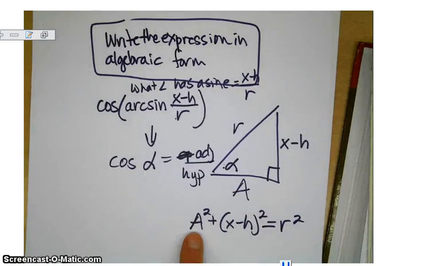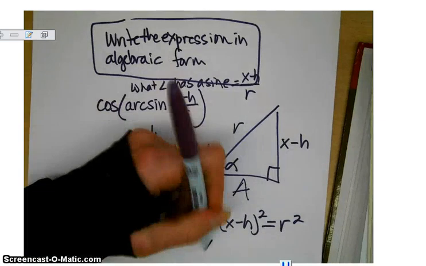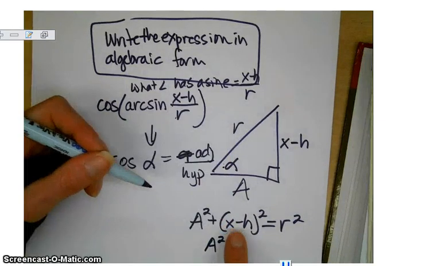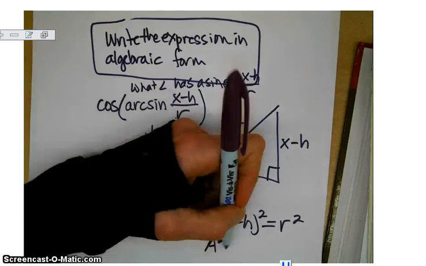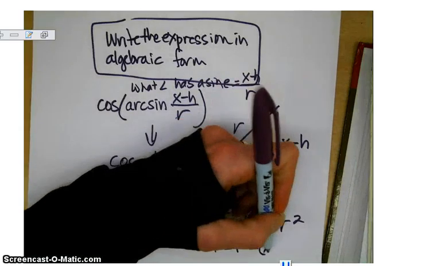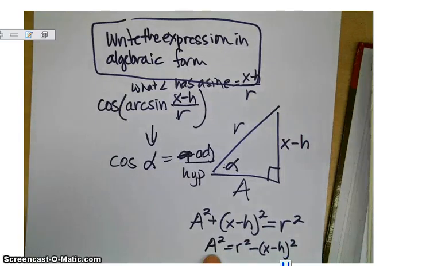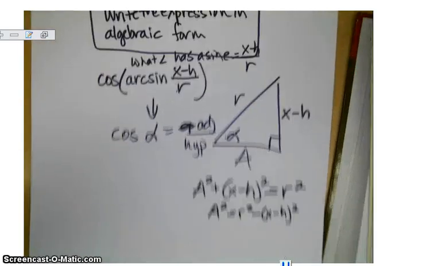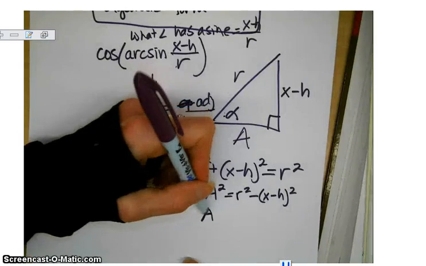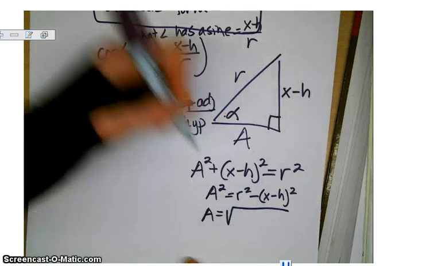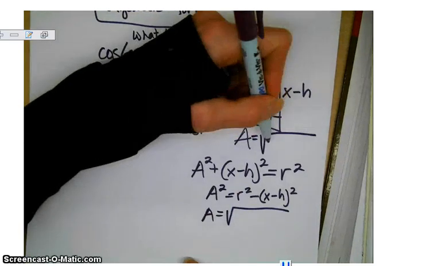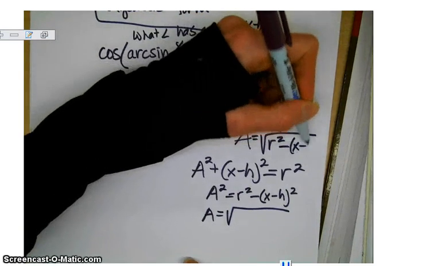So let's get A by itself. So how do I start to get A squared by itself? How do I move this to the other side? You subtract it. So I'll have r squared minus x minus h squared. And then how do I get rid of the squared? Square root. So A, the thing I'm looking for, is the square root of r squared minus x minus h squared.